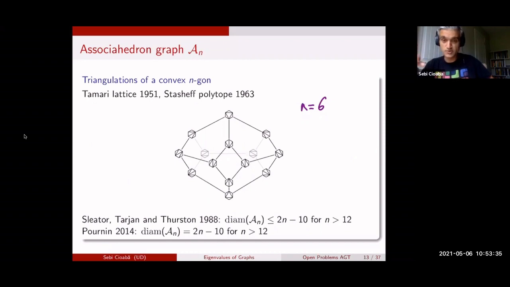It's a combinatorial proof. It's just very, very simple. How many diagonal flips can get you from one triangulation to another triangulation? And they prove it's always at most 2n minus 10. And they conjecture that this is the diameter, and this was a big result. It was proved by Pournin. It's in Advances in Mathematics in 2014, and he showed that that's the case for n greater than 12.